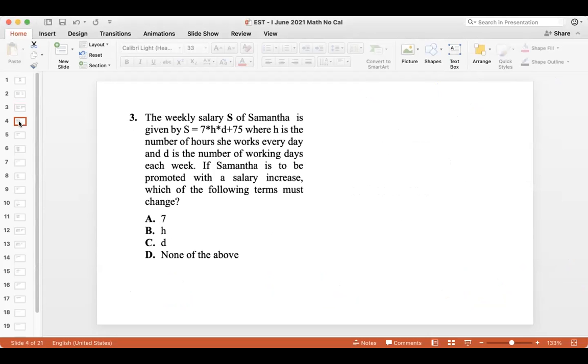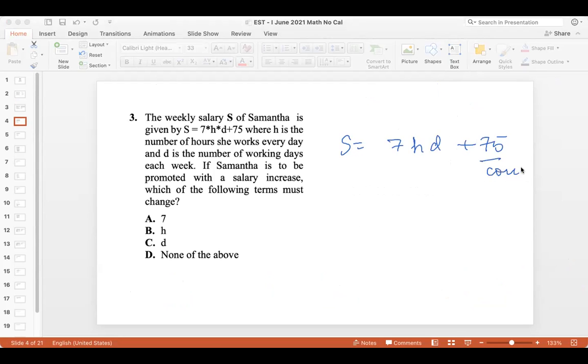The weekly salary S of Samantha is given by S is 7 times H into D plus 75, where H is the number of hours she works every day and D is the number of working days each week. If Samantha is to be promoted with a salary increase, which of the following terms must change? So the salary is S equals 7HD plus 75.